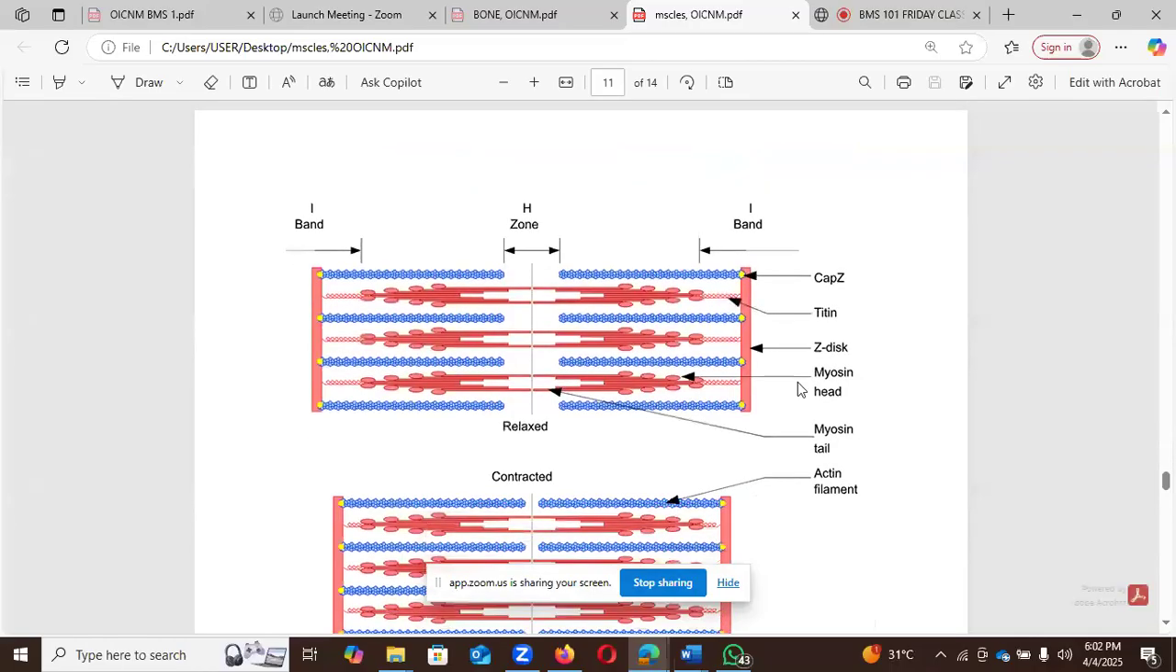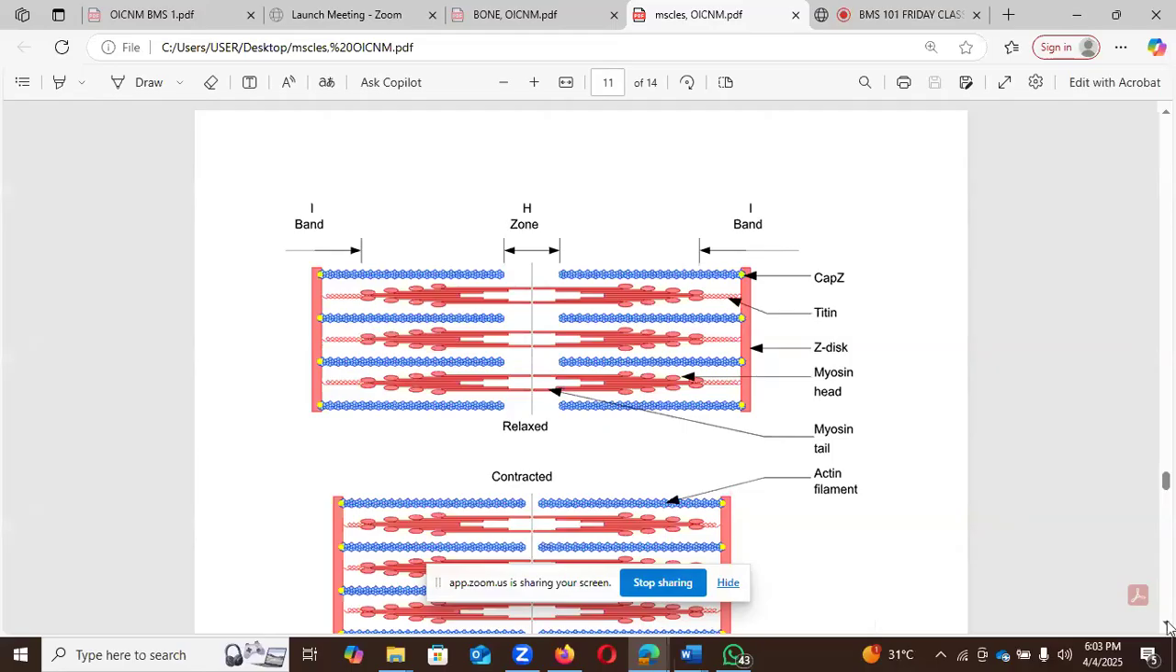Again, this diagram is just showing the I band. You can see that from the Z line or Z disc to this place is the I band. The H zone is the thick myosin filament.